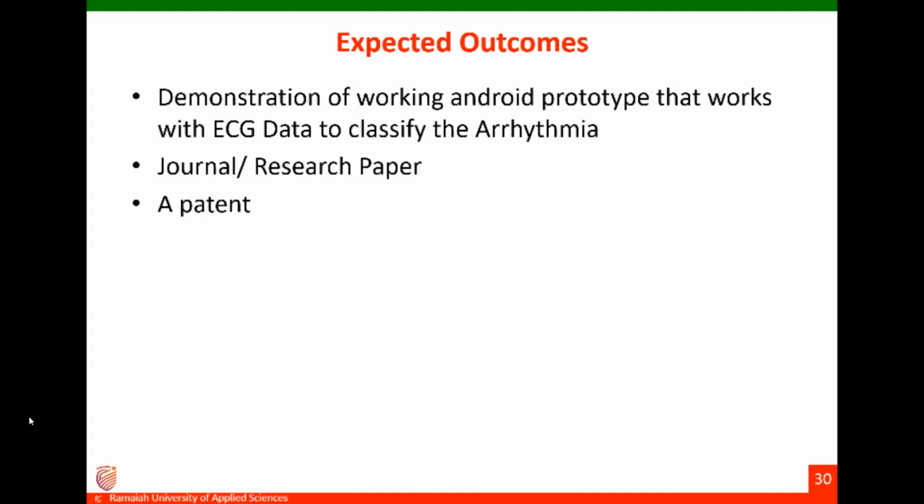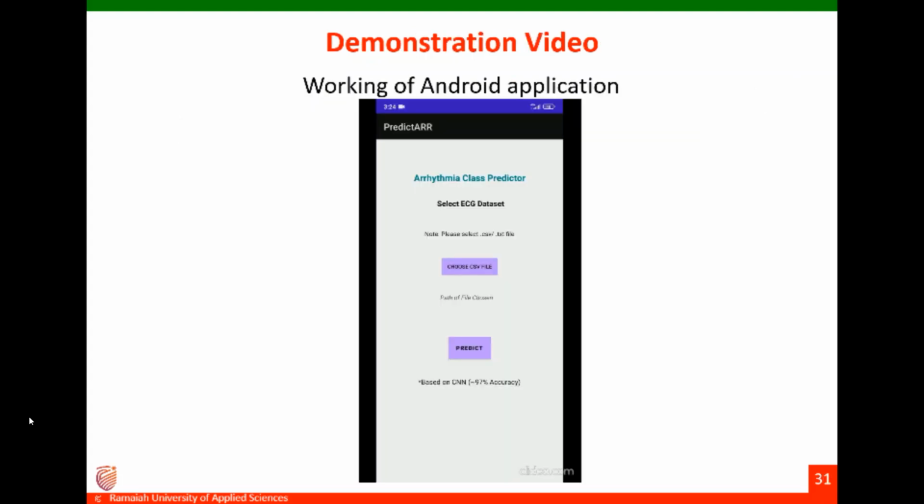Once this is completed, we'll apply for the journal and a patent, because this system is not yet developed, so we are trying to get a patent for this. So now you can see the working of the Android application. So let's start looking into it.